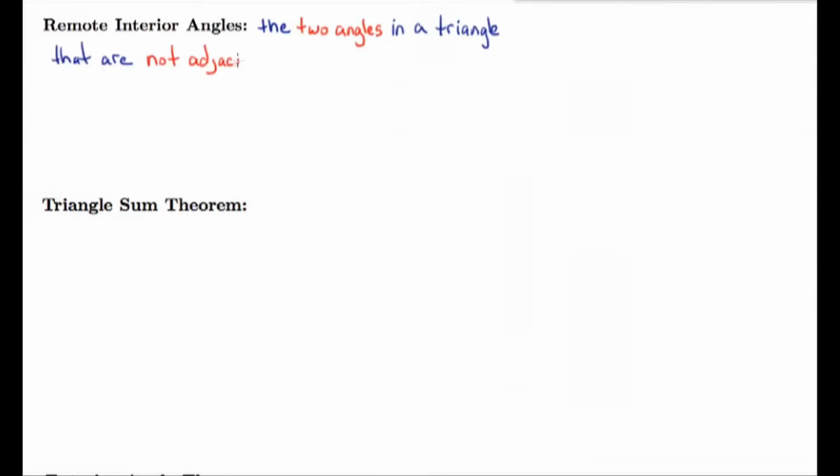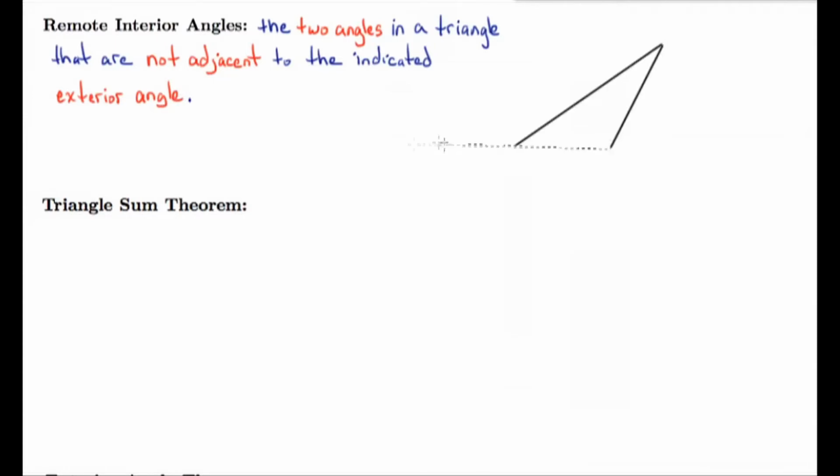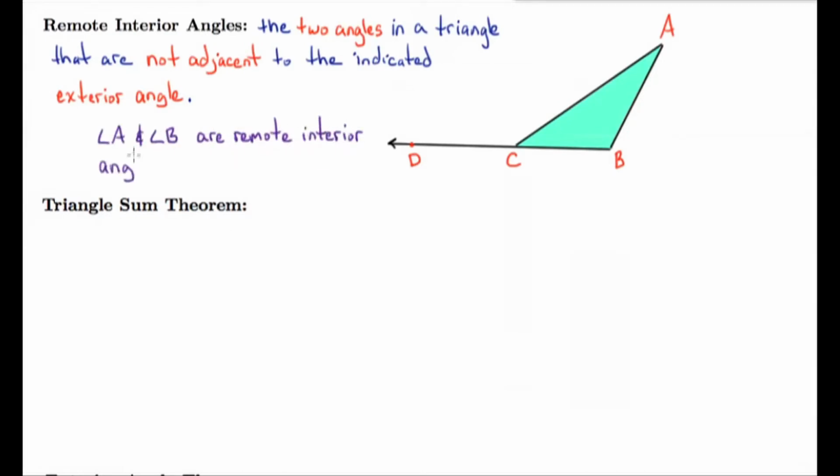Okay, remote interior angles: the 2 angles in a triangle that are not adjacent to the indicated exterior angle. So let me draw a triangle here ABC and extend one side. So we see angle A and angle B are remote interior angles to angle ACD.